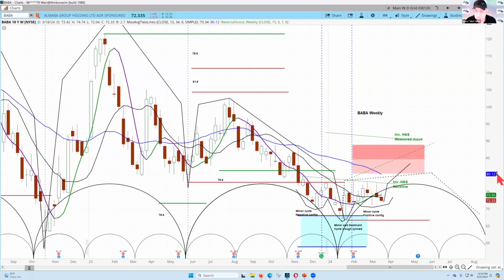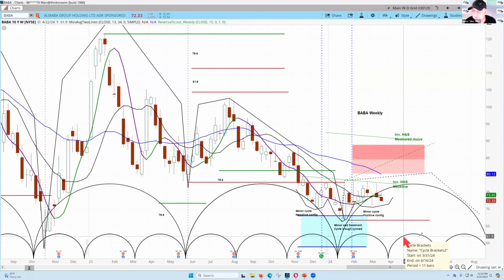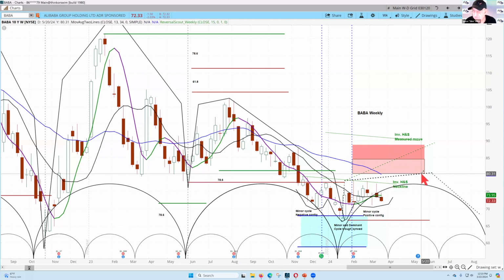But it needs to get over the neckline right over here. There's the inverted head and shoulders neckline. That completes the pattern. That proves to us that we're in the next rising phase with our upward target, very minimal over here at 80.30, but I really think more like 84.5 to about 88.5. 89 is really where that is, and this is the inverted head and shoulders measured move.